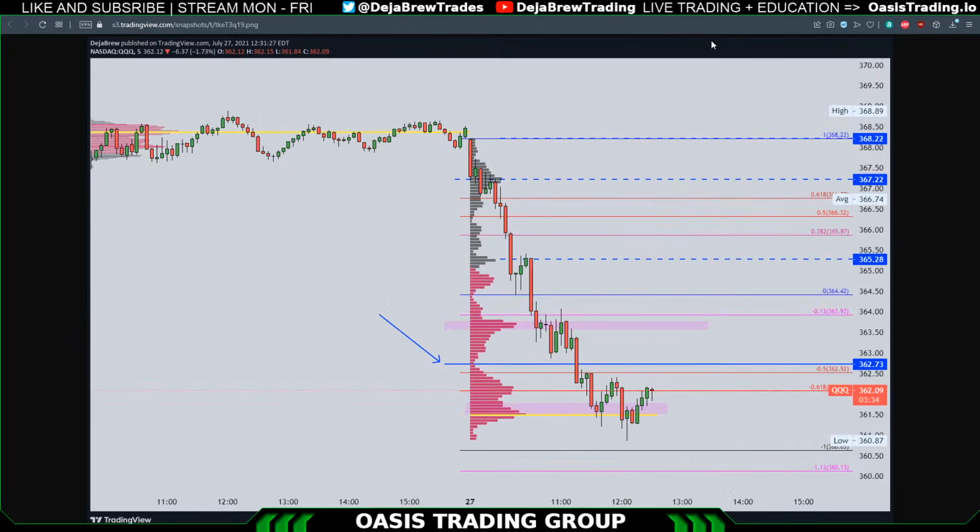Okay, so where was I? So you tried to reclaim the POC here. But until you reclaim this volume gap, this is still very weak. Okay? Let's move on.